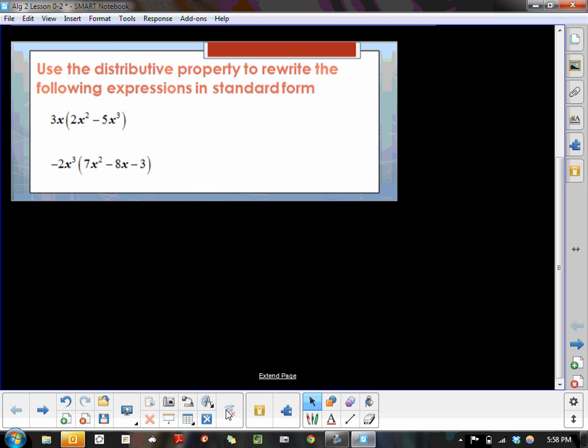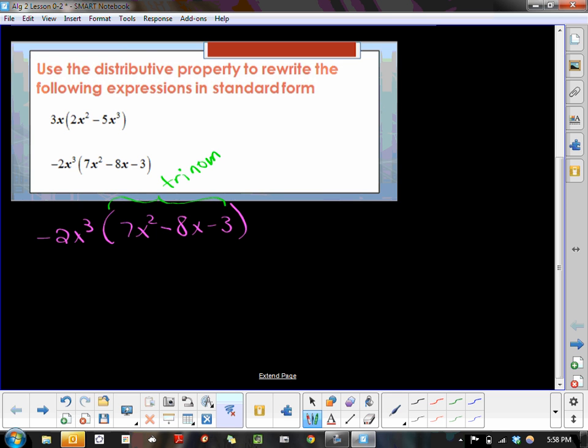In our second example, we've got a negative 2x cubed, that's a monomial, times 7x squared minus 8x minus 3. Because this is in parentheses, all three of these things are put together, so this is called a trinomial. Trinomial means we put together 1, 2, 3 monomials. Our task here is to apply our distributive property. None of these things inside the parentheses are like terms, so all we can do to simplify this expression is apply the distributive property.